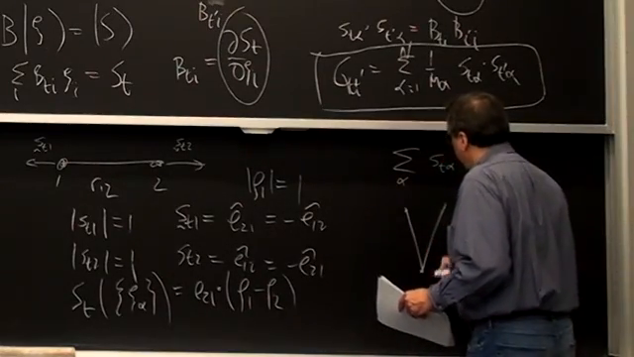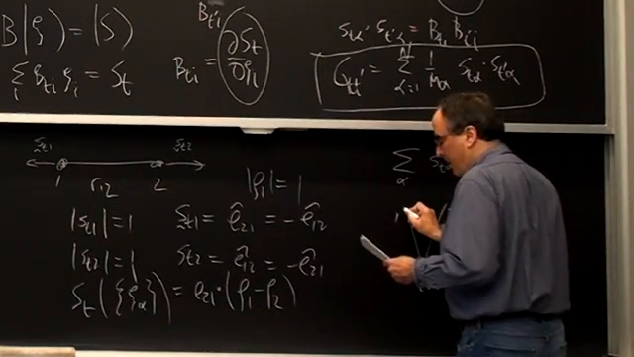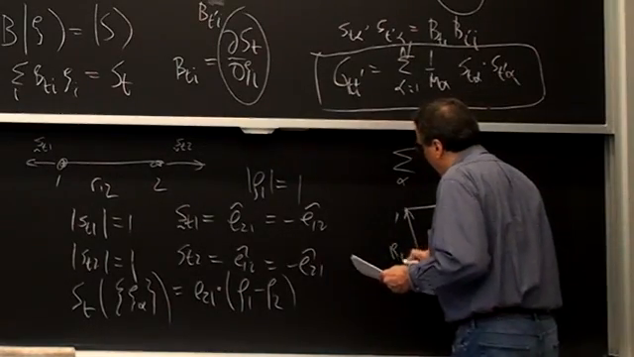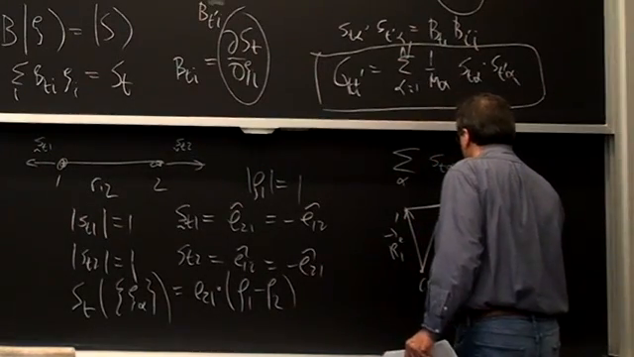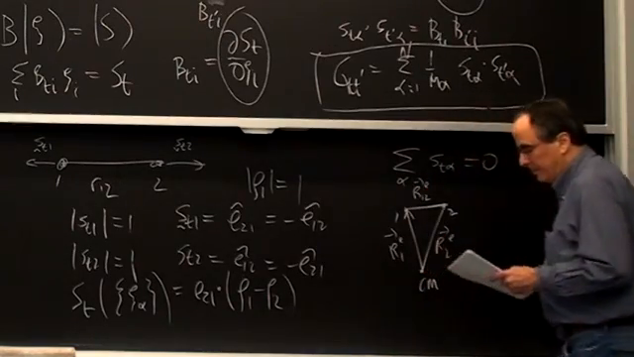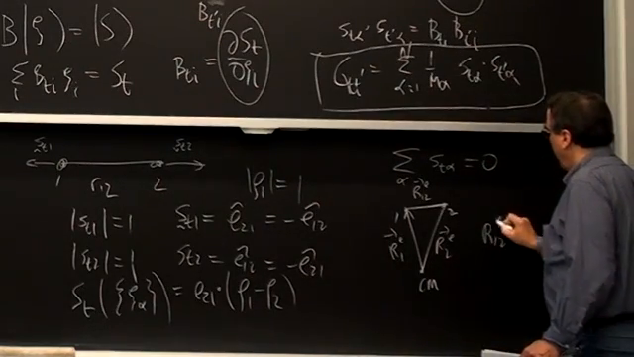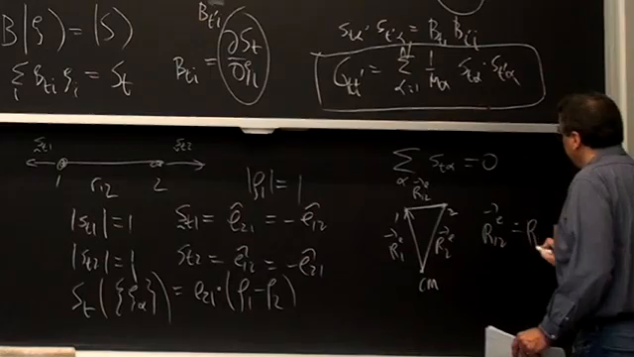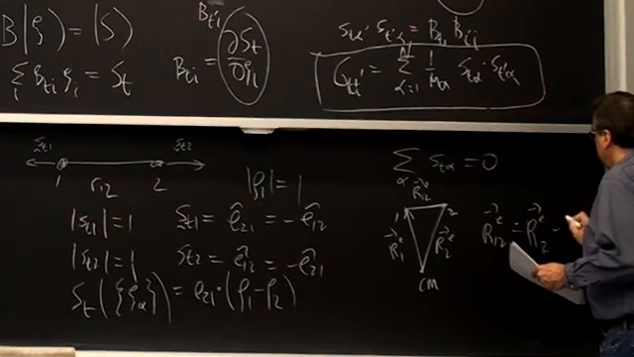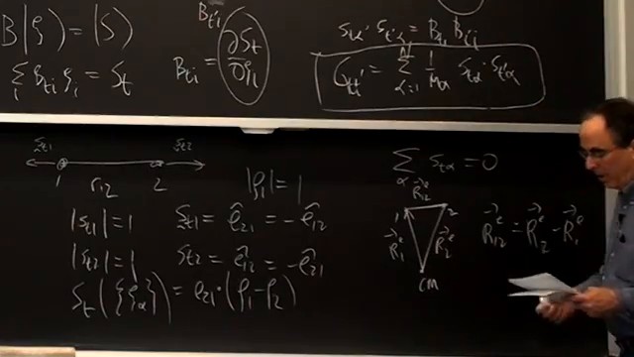So let's draw, so this is the center of mass. Here's 1, here's 2. And so this is R1E. This is R2E. And this is R12E. Okay. So R12E is just by vector analysis R2E minus R1E.